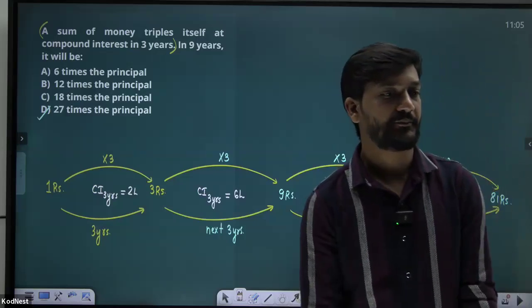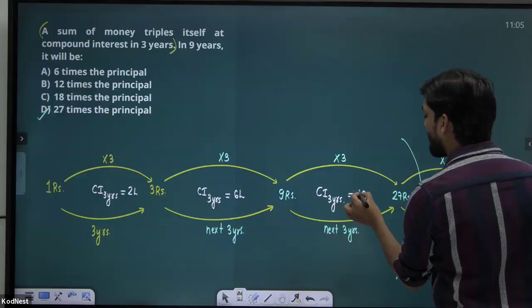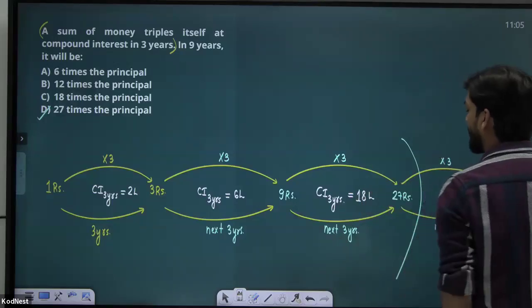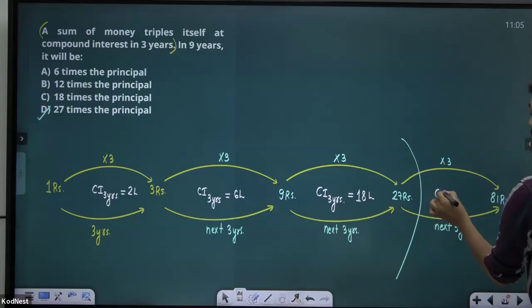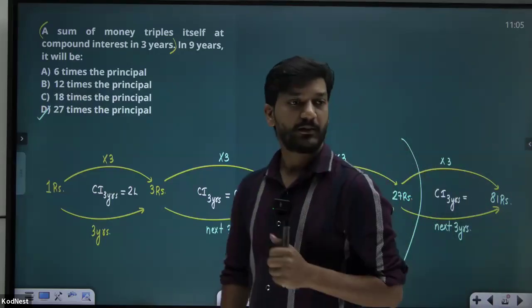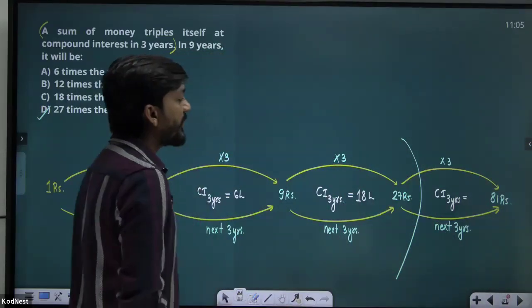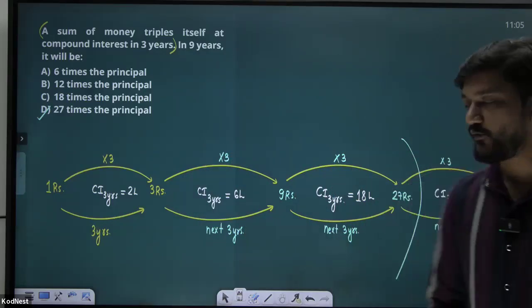How much? 18 rupees. 18 lakh rupees. All right. How much is the compound interest of the last 3 years, which I have written over here? How much? 81 minus 27. How much? 54.